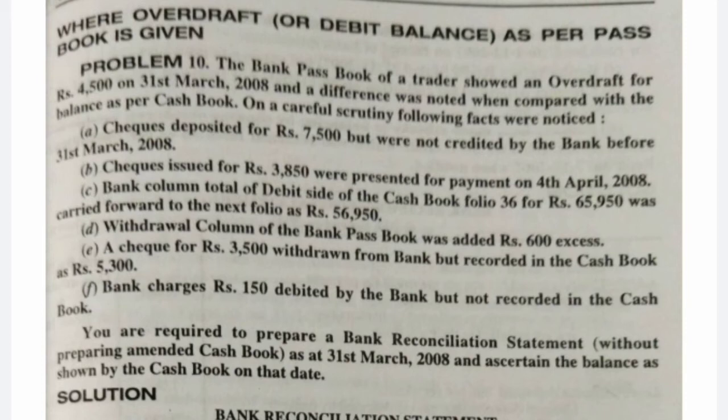Since the passbook is showing less receipts by rupees 600 in the month of March, therefore the amount of 600 should get deducted from the passbook overdraft balance. A check for rupees 3,500 withdrawn from the bank but recorded in the cash book as rupees 5,300.